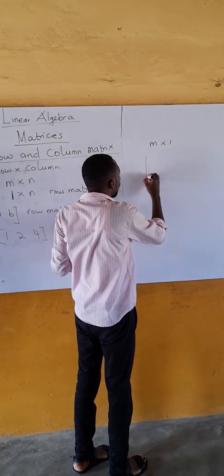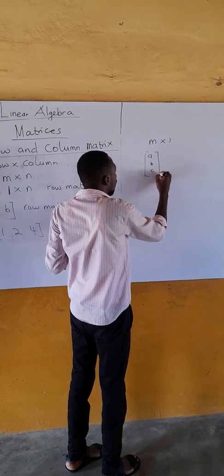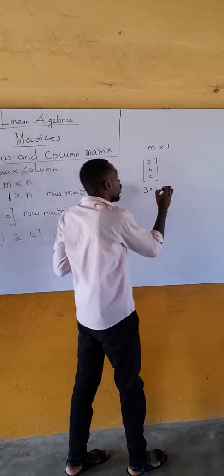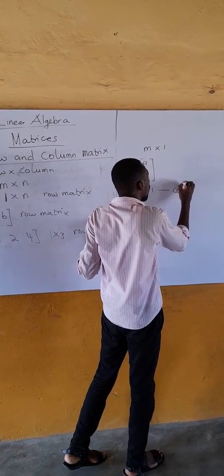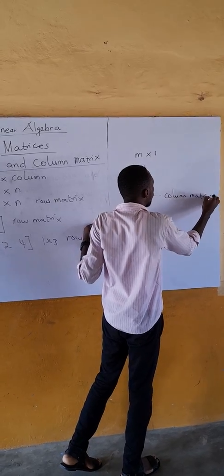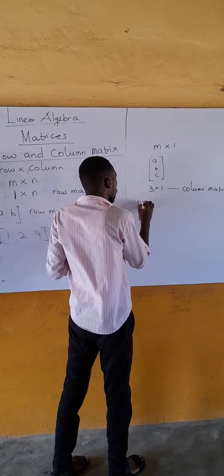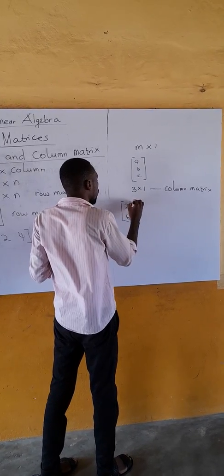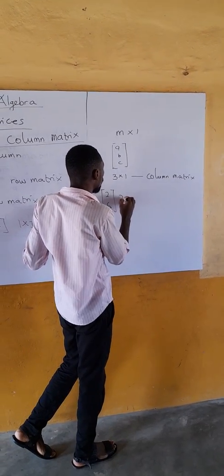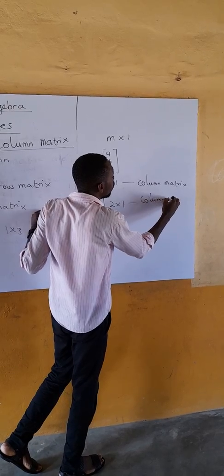For instance, look at this matrix: A, B, C. This matrix is a 3 by 1 matrix. Therefore, it qualifies to be a column matrix. Look at this, maybe 2, 6, which is a vector. So this is a 2 by 1 matrix. It's a column matrix.